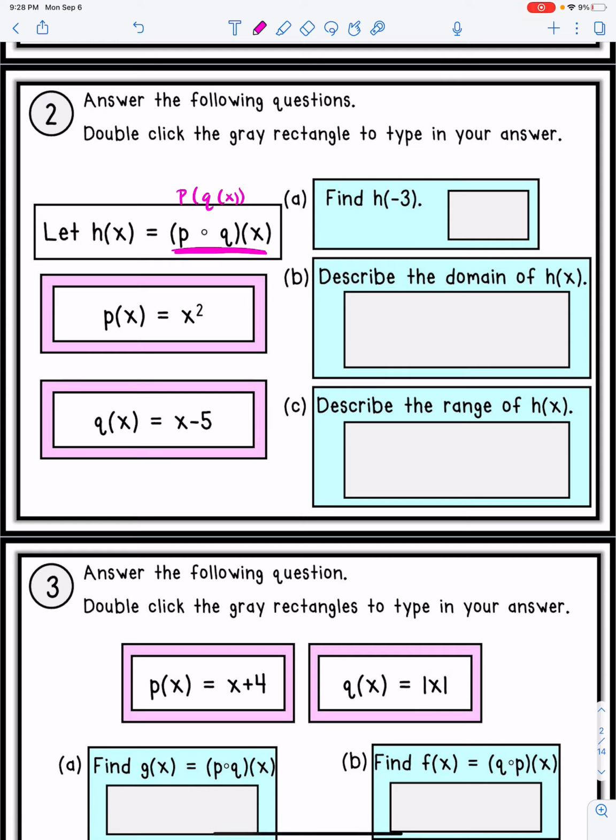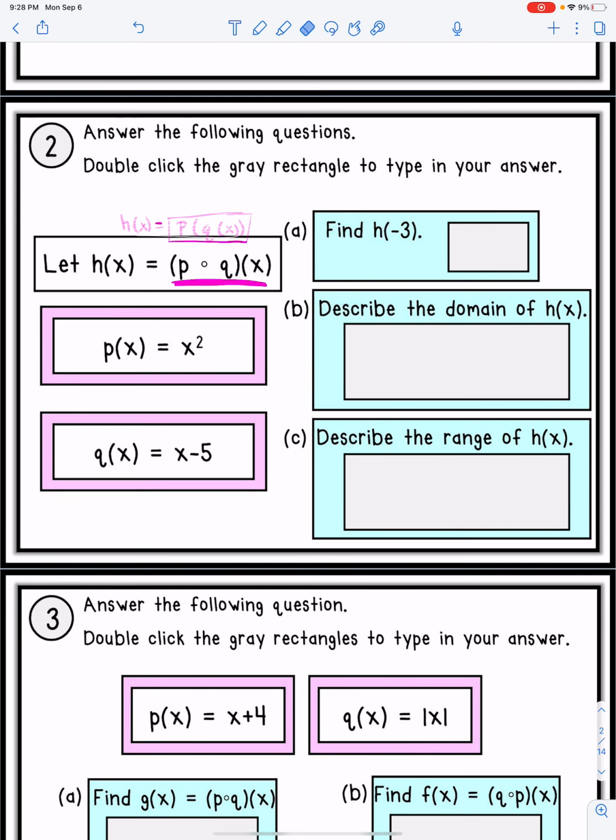So what they want you to do is they want you to build this composite function, P of Q of X. But that's a whole lot to write every time you want to write it. So instead of writing that, they're going to say when you find that new function, we're just going to call it H. Okay, so that's where this H comes in. So first, let's figure out what H is, okay? So H is P of Q of X.